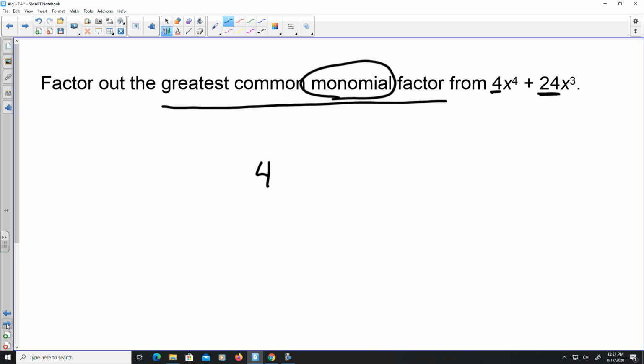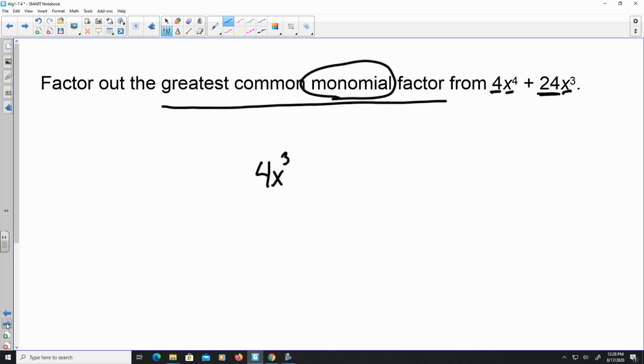Next, I have to look at the variables. I have x and I have x. Since I have a common variable in each one of the terms, I can now put that also with that value of 4. Now, what you place in as an exponent is going to be the smallest value that you notice. It looks like it's to the 4th power and to the 3rd power. So it's going to be 4x to the 3rd power. All right, so that's my greatest common monomial factor.